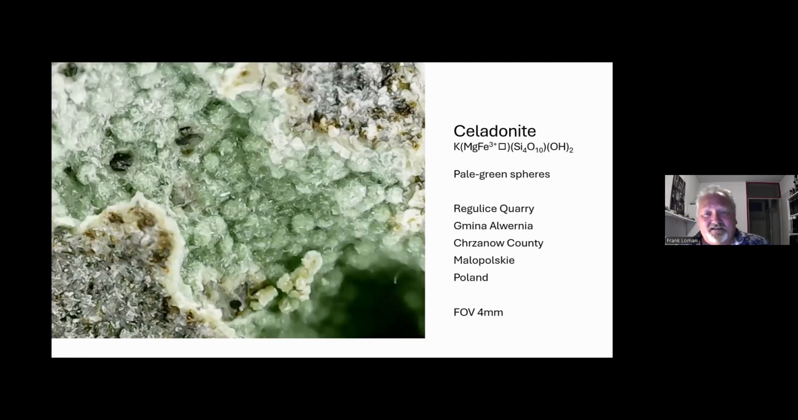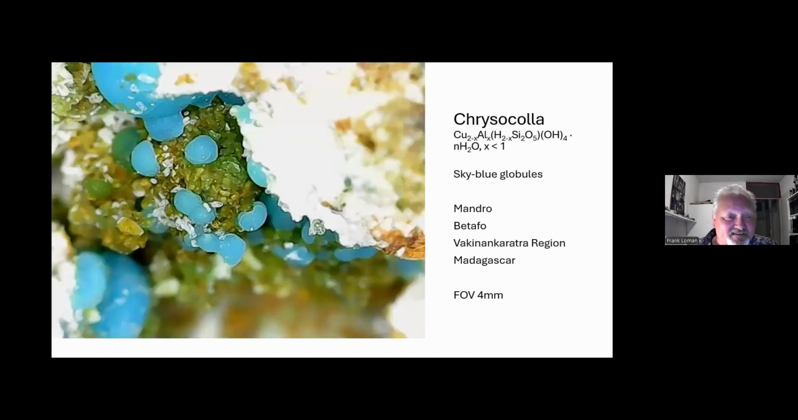Celadonite forms pale green spheres from the Regulice quarry in Poland. And you see it's actually a vug which is filled with all the spheres. They need room to grow, so that's why.